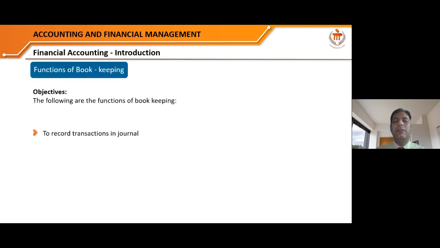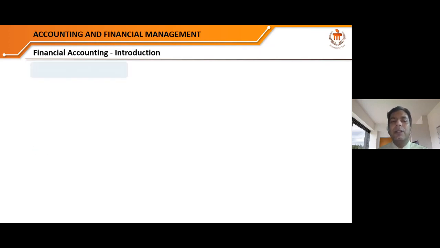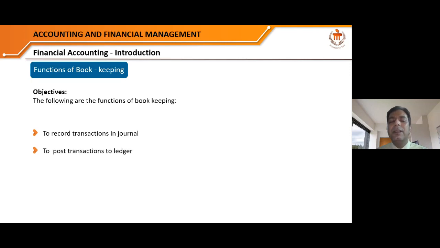We move next, and we talk about the functions of bookkeeping. What are the functions of bookkeeping? First, it records the transactions in the journal. We have some books in accounting: journal books, ledger books, and so on. In the journal, we first record the transactions. Then we post the transactions in the ledger. Once we have transactions in the journal, we post them in the ledger.